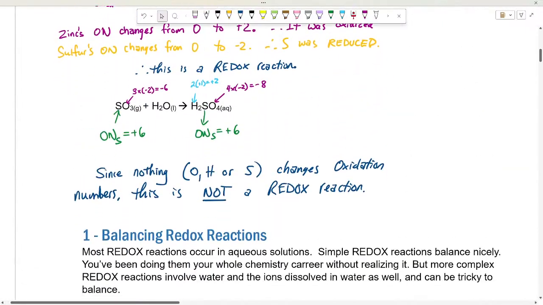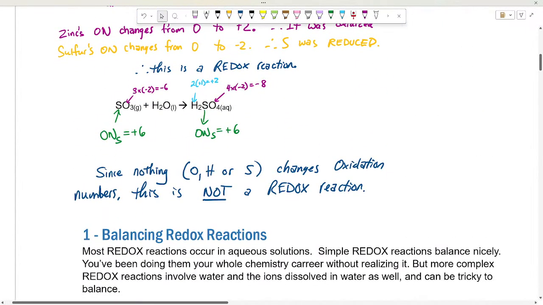Now, when we get to redox reactions, we're going to learn a new thing we have to balance.